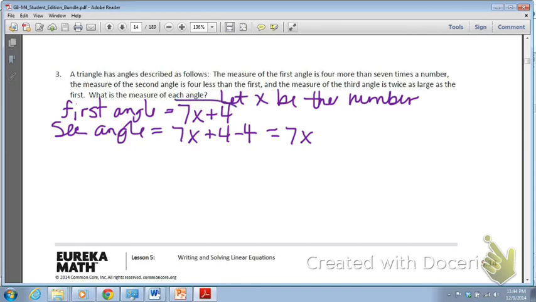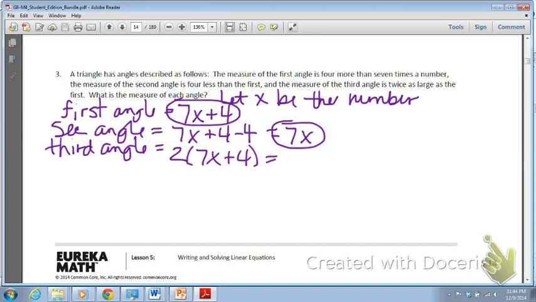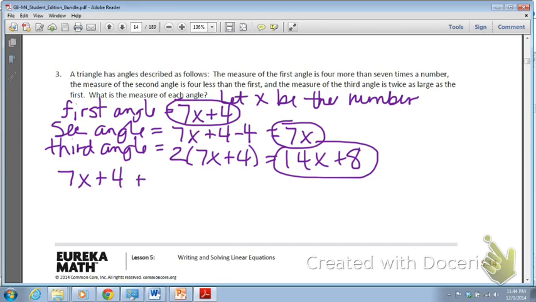So my first angle is 7x plus 4, my second angle is 7x, and my third angle, my clue is twice as large as the first angle. So it's 2 times 7x plus 4, which is 14x plus 8. Okay, so this is a triangle. So if I add all of these angle measures together, all three expressions, they should equal 180 degrees.